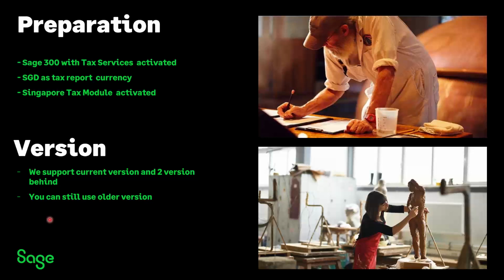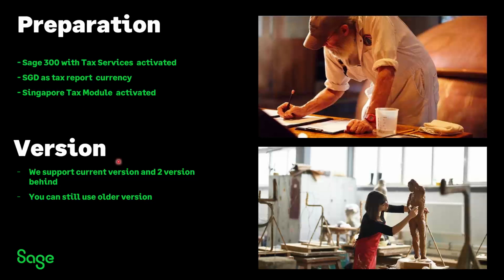All right, before we start, let's take a look at what preparation needs to be done at your side. This is just a general preparation. First thing first, you will have to make sure that your existing SAGE 300 system is already installed with tax services, and that tax services is already activated in your system. You will also need to make sure that your tax reporting currency is set to Singapore dollar. And for those who have the Singapore tax report module, you will have to make sure that it is already activated with a valid license.